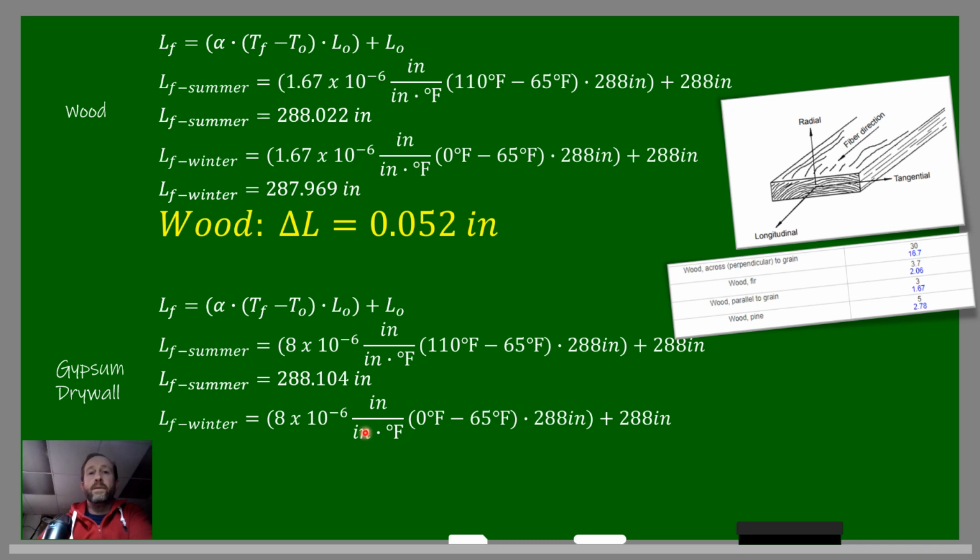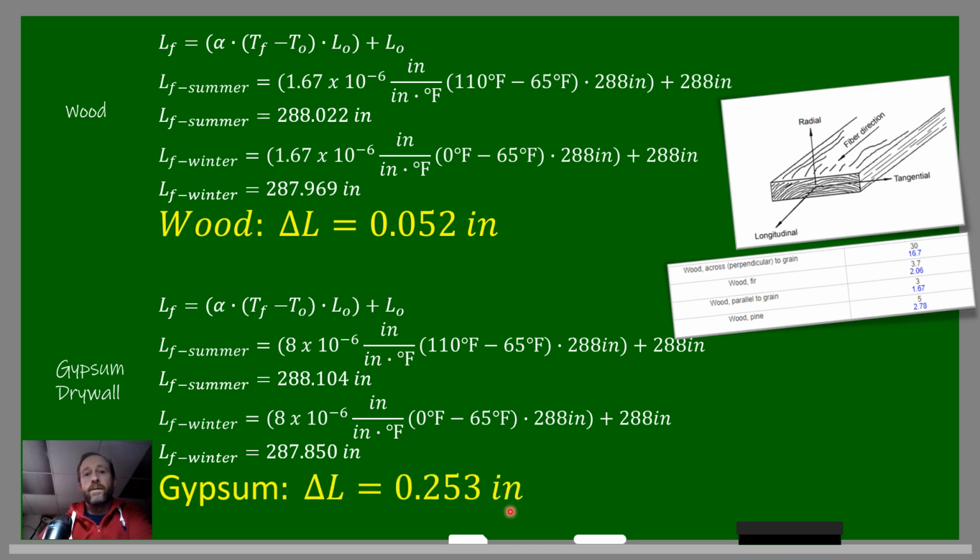In wintertime, now remember, it's shrinking, so we have our 0 degrees Fahrenheit minus 65, multiply that by our coefficient and our original length, add it to our length, and you can see it's shrunk. Total difference, 0.25, a quarter of an inch.